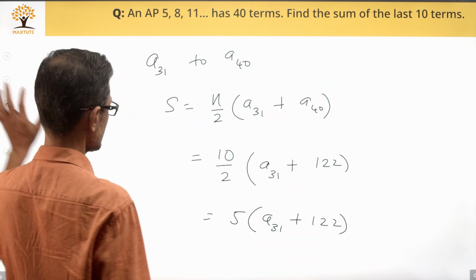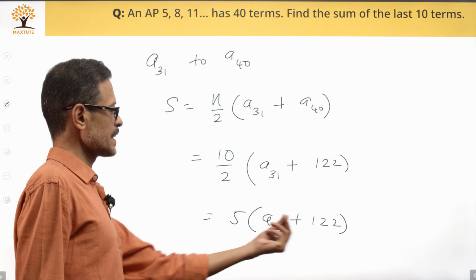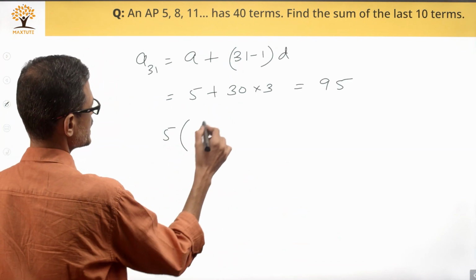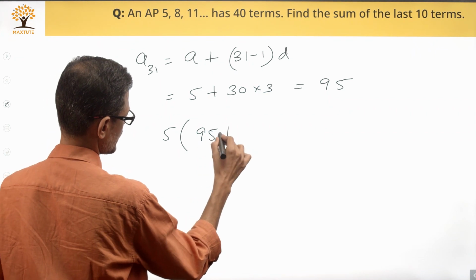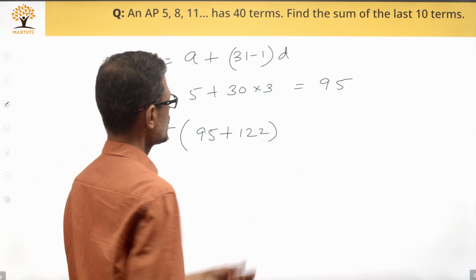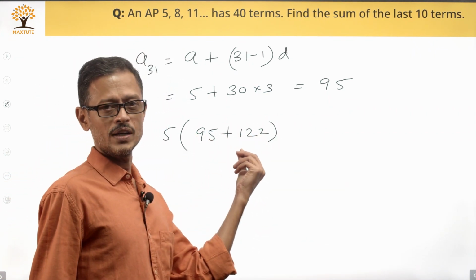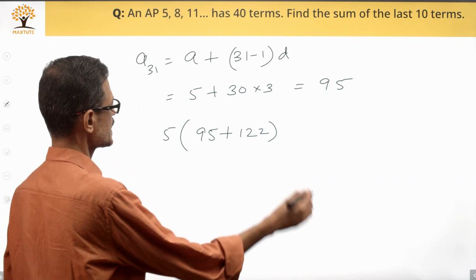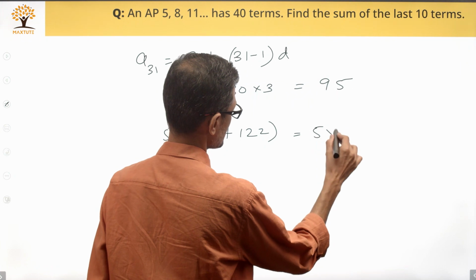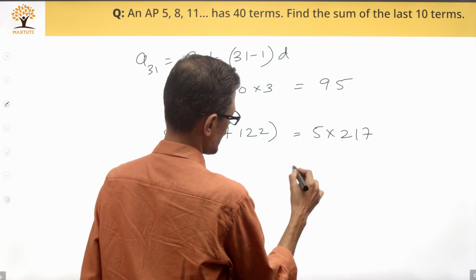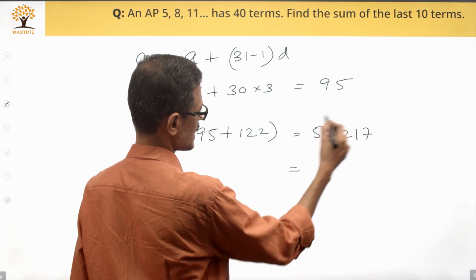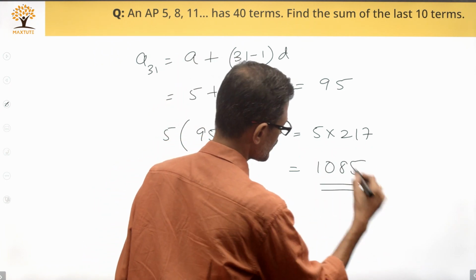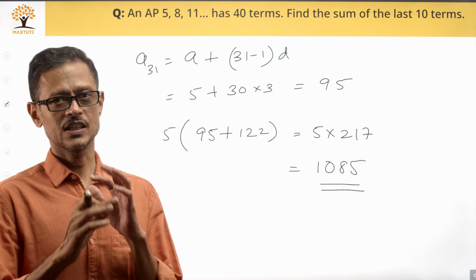So what's the sum that we are interested in? That sum is basically 5 times A31 plus 122, which is 5 times 95 plus 122. 122 plus 5 is 127, plus 90 is equal to 217. So this is 5 times 217. 5 times 200 is 1000. 5 times 17 is 85. So 1085 is the sum of the last 10 terms of this arithmetic progression.